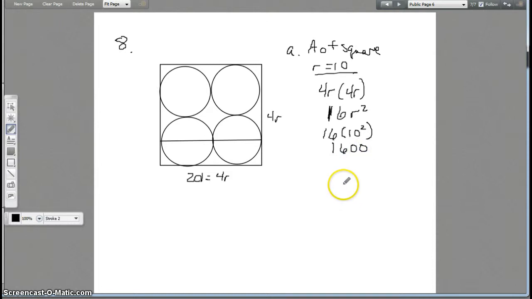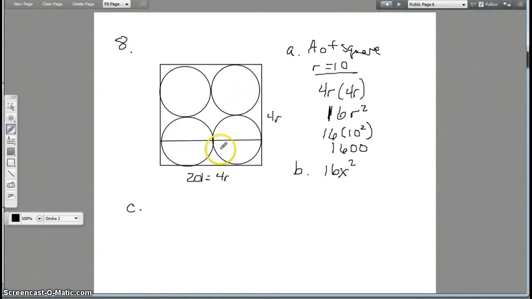Then it says find the area of the square if the radius of each circle is x. That's part B. So the area of the square is still going to be 16r squared, but this time instead of r, we're going to replace our r with x. And so it is 16x squared. Okay, now part C is a little different. Part C wants us to find the area of all 4 of the circles. So the 4 circles together.